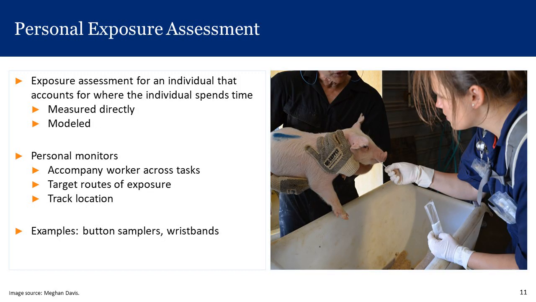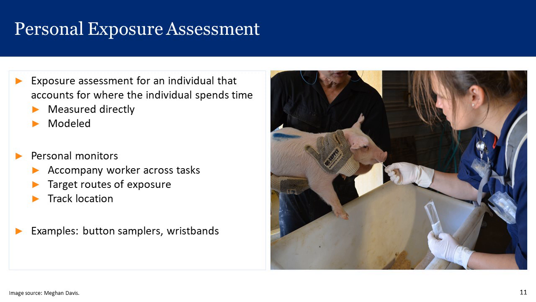So if we are doing personal exposure assessment, then we're thinking about this for an individual, accounting for where the individual spends time. And so this often requires use of personal monitors that can accompany a worker across tasks and target relevant routes of exposure. And sometimes we can use this to track location. So you might put a location tracker on a worker and then have ambient monitors for environmental exposures. And then you can partition the amount of time that a worker spent in location A versus location B. And then there can be other kinds of monitoring that will be cumulative, such as the use of wristbands.